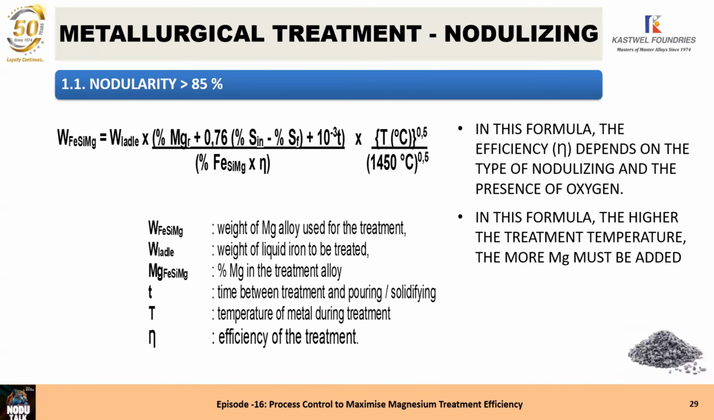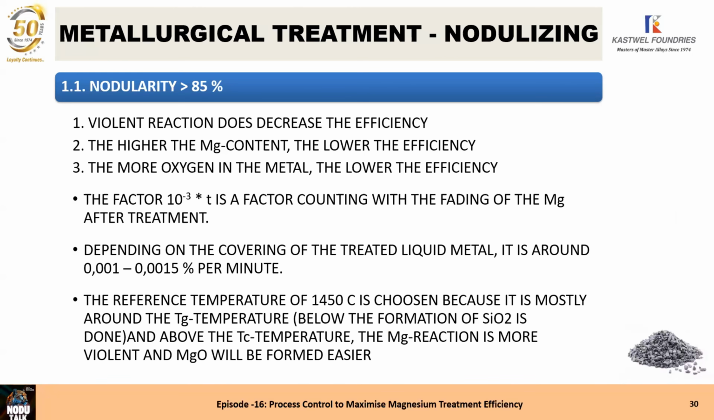A nodularity of more than 85% can be obtained if the violent reaction does not decrease the efficiency. If the reaction is too violent, it decreases the efficiency of the magnesium treatment. The efficiency of the magnesium treatment is lower if there is a higher content of magnesium in the alloy. The efficiency of the magnesium treatment is lower if there is more oxygen in the metal. So a violent reaction, a higher magnesium content, and more oxygen in the metal will lower the efficiency of the magnesium treatment reaction.